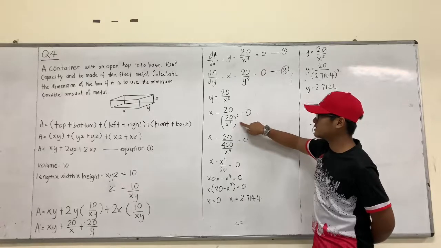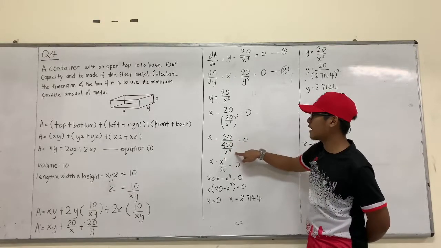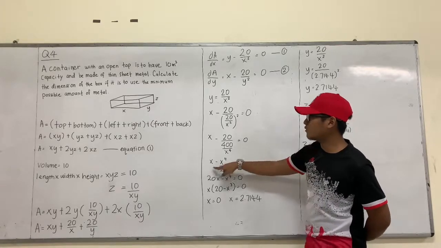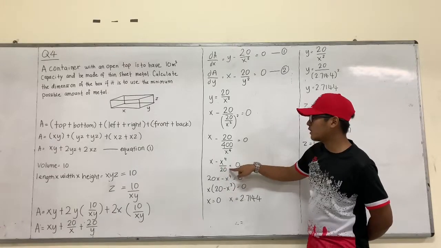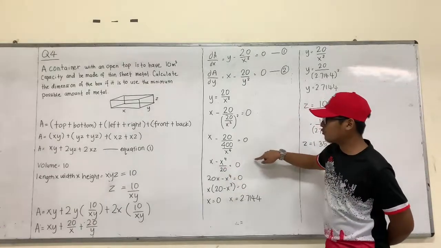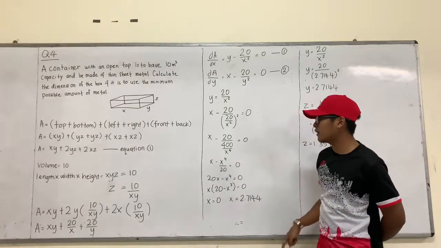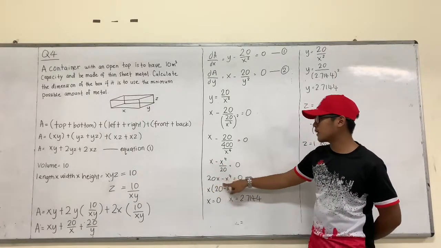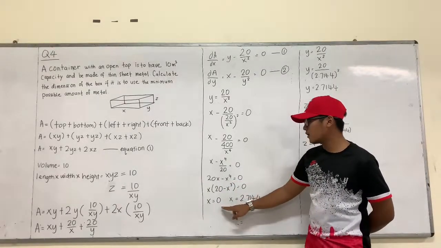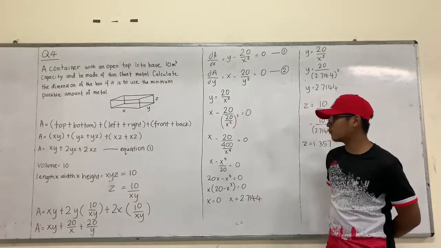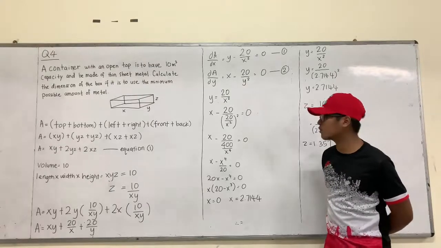Then we will expand this, and we can get that x minus 400 over x to the power of 4 equal to 0. And then we simplify that, and we get x minus x to the power of 4 over 20 equal to 0. Then we multiply the left part and the right part by 20, and we can get 20x minus x to the power of 4 equal to 0. And then we can get x equal to 0 and x equal to 2.7144. We cannot use x equal to 0 because x must be greater than 0.